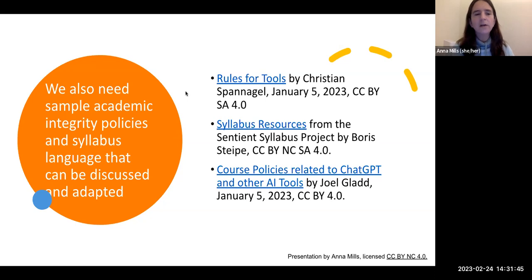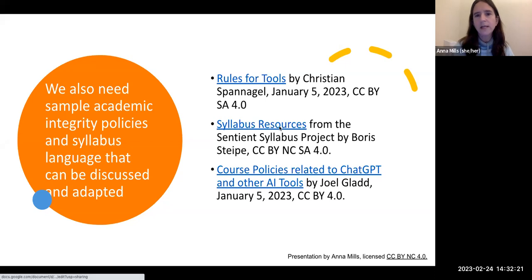So, along those lines, we need sample policies and syllabus language, so we don't have to each start from scratch and imagine this separately. We also need those samples so we can see competing approaches and do some soul searching about how we want to discuss academic integrity and to what extent we want to suggest that students might cheat, or why they would want to, that kind of thing. So looking at these and modifying them can be a really great exercise.